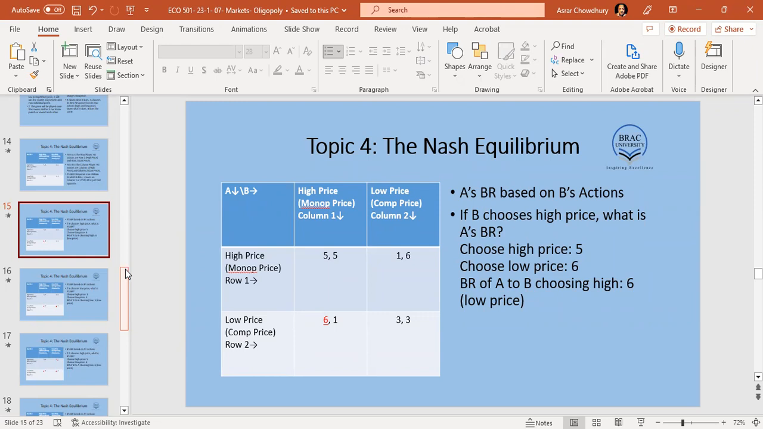আবার দেখি, lock the game in column 1. Player B will always charge high price. This is what I assume. In that case, what do I do? If I charge high price, I get 5. If I charge low price, I get 6. তো আমার best response কোনটা? Low price না?